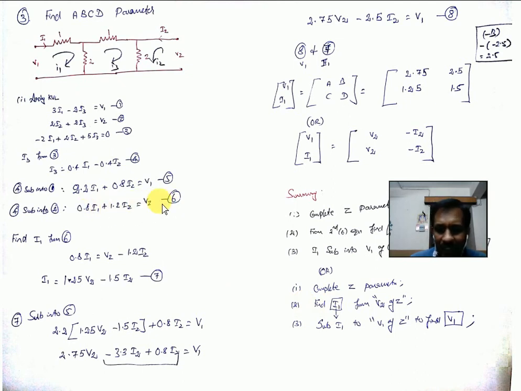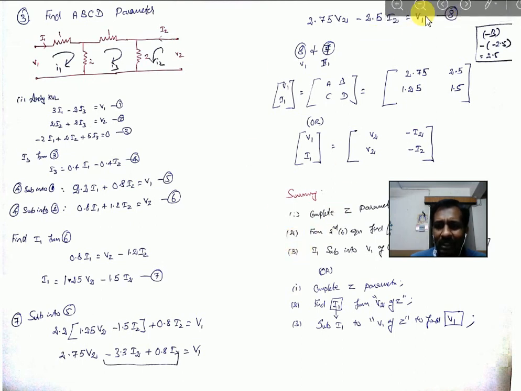Yes, I have found it. So keep 0.8 I1, and the remaining you can move to the other side. Then only I1 is needed. Yes, I have written equation number 7. Then next, what do I want to do? Substitute this I1 into V1 of Z. V1 of Z means this fifth equation. Substitute this into the fifth equation, in the place of I1. Yes, substituted and simplified, I have written the 8th equation.